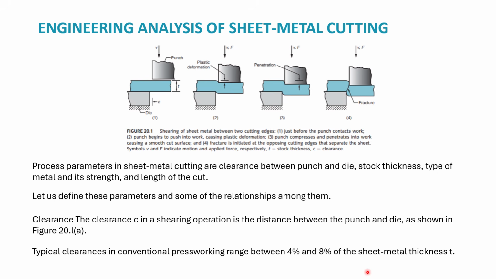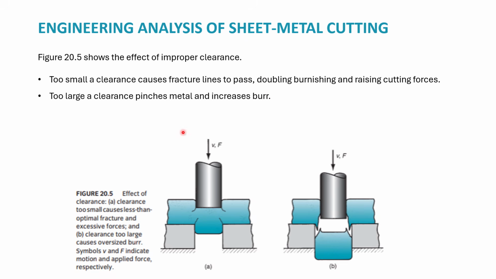Okay, now we continue and you will find figure 25 showing the effects of improper clearance. Too small a clearance will cause the fracture lines to pass by each other, and this will double the burnishing and raise the cutting forces. However, too large a clearance will pinch the metal and increase the burr.